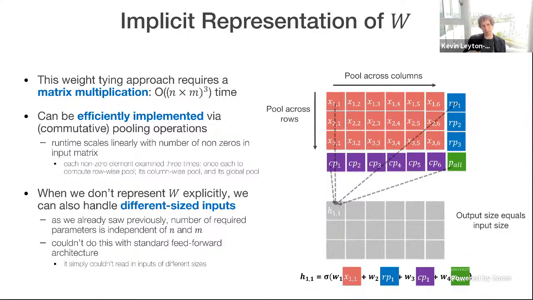So we can compute one pool across every row. I keep doing vertical rows for some reason. One pool across every row, one pool across every column, and one pool across all elements in the matrix. And notice that we're not representing W explicitly, we're just pooling across rows, columns, and the whole matrix.